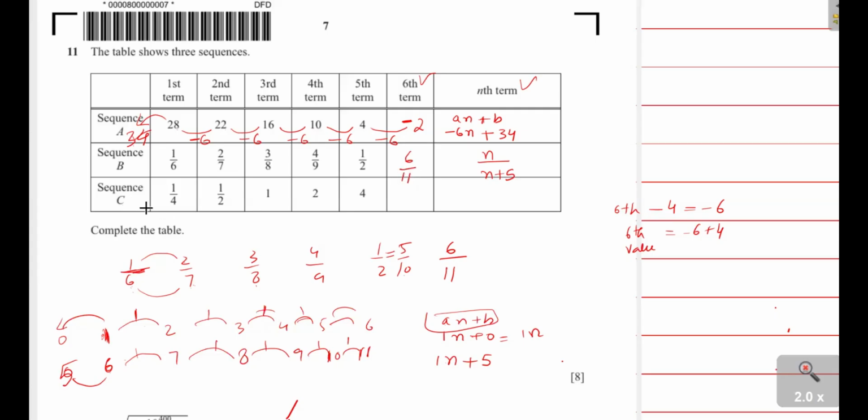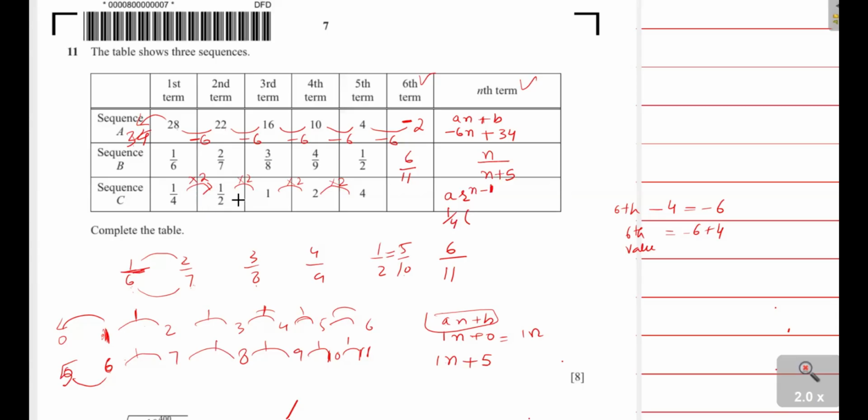Next, sequence C: 1 over 4, 1 over 2, 1, 2 and 4. Look here, you can get each term if you multiply by 2. When you multiply 1 over 4 by 2, we get 1 over 2, and then 1 over 2 multiplied by 2, you get 1. Therefore, when each term of the sequence is obtained by multiplying by a constant value, this is a geometric sequence. The nth term of a geometric sequence is A R power n minus 1. A is the first term, we write 1 over 4. R is the common ratio.